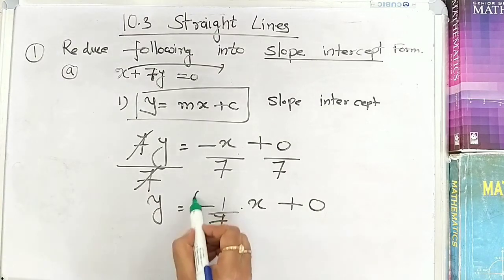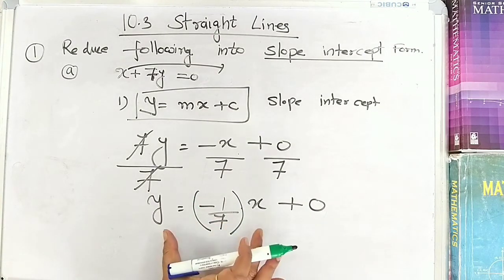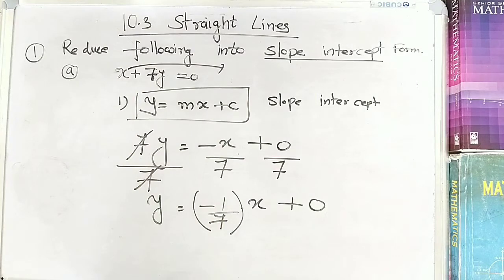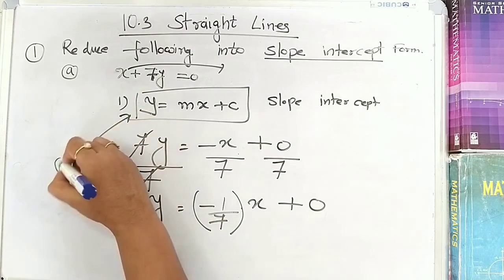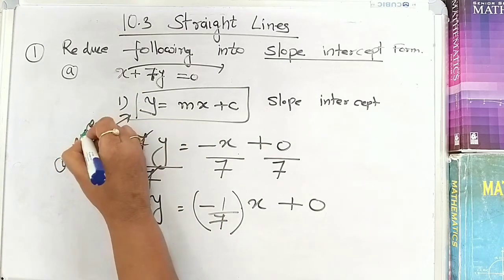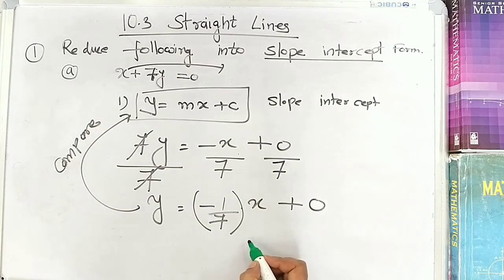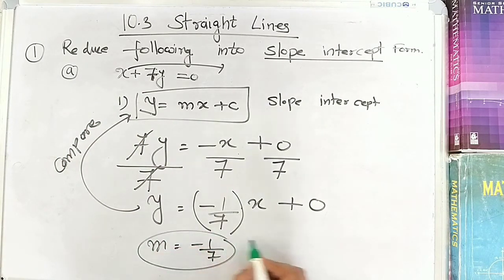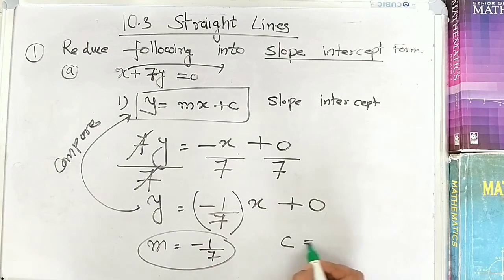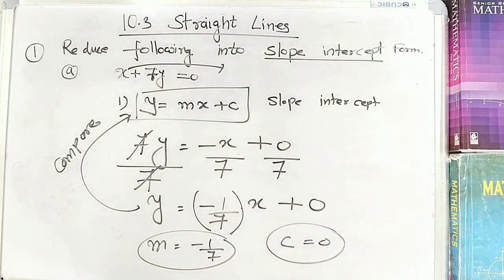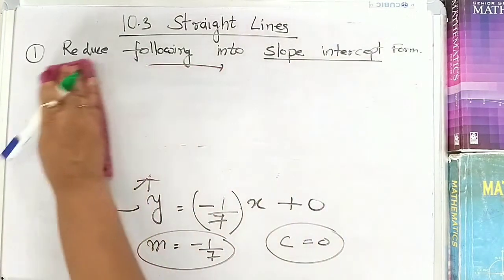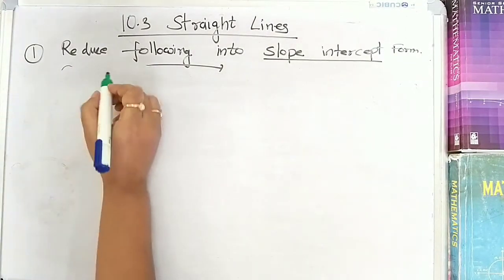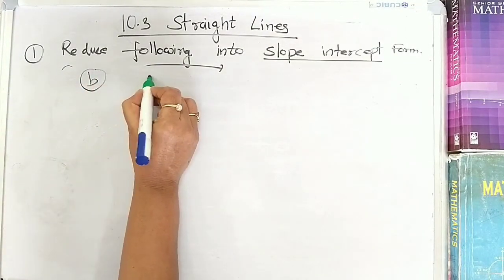Correct. Why? Because I want to compare it with this. If I compare it with this, if you write compare, so what will I get? Guys, I will get m = −1/7 and c = 0. So this is my line, slope and intercept. Now part B says, B is also pretty simple.